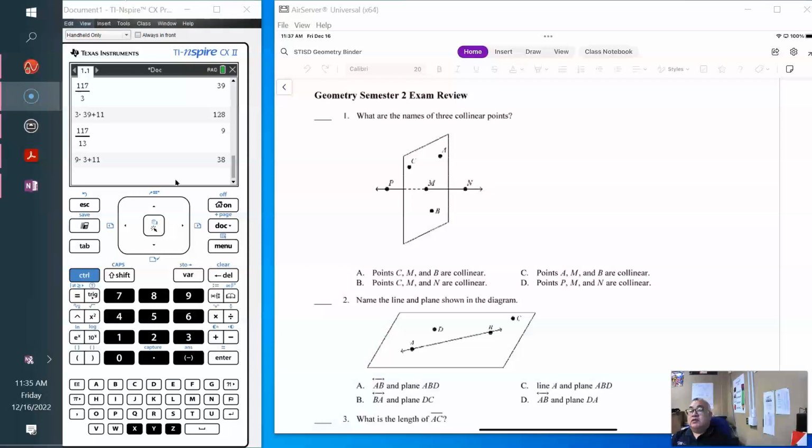Number 1, it says name 3 collinear points. Remember that collinear means they're on the same line. So we have P, M, and N. So your answer is D.